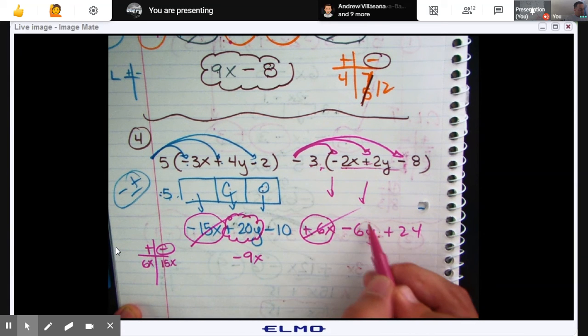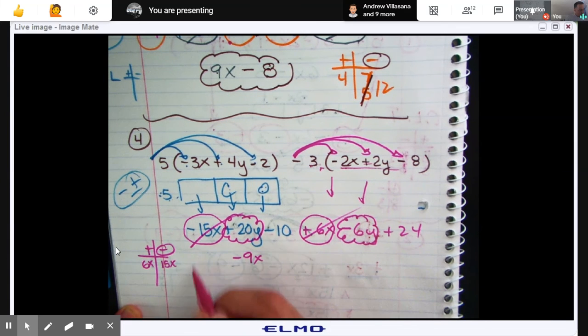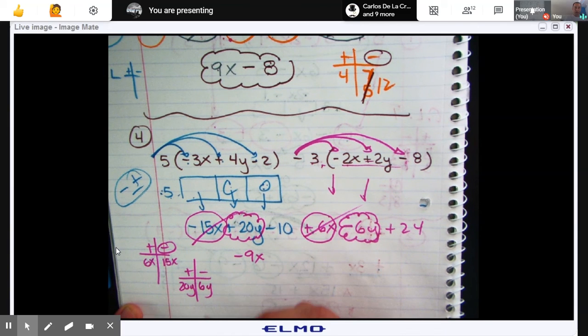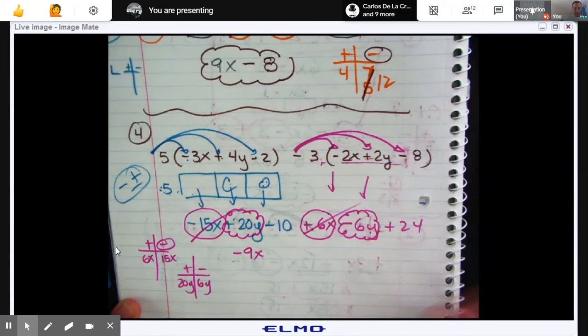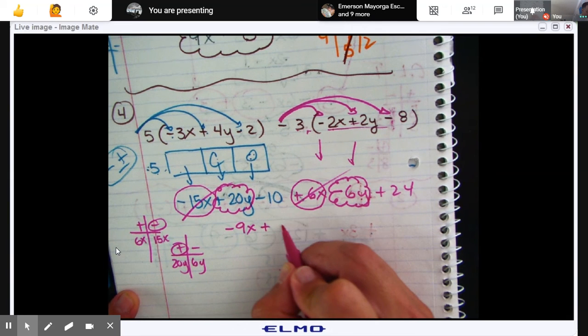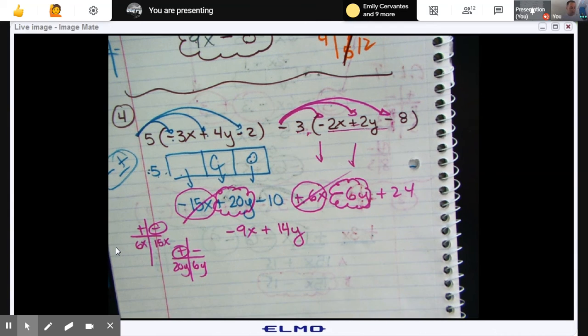20y with what? Well, I see this one. That's the negative 6y. So 20y with the negative 6y. What's my answer there? Brian. What's my answer there? Positive what? 14. 14y. Very good.